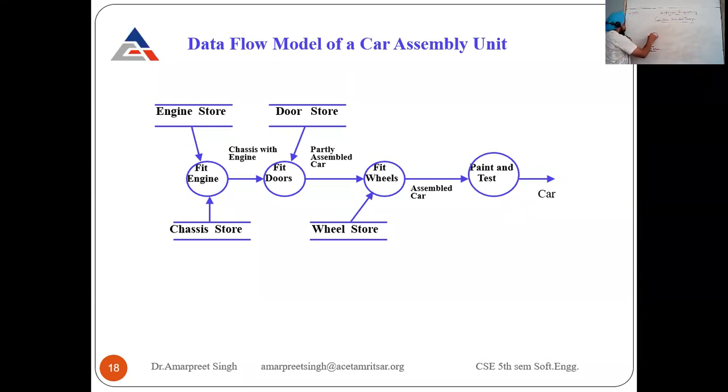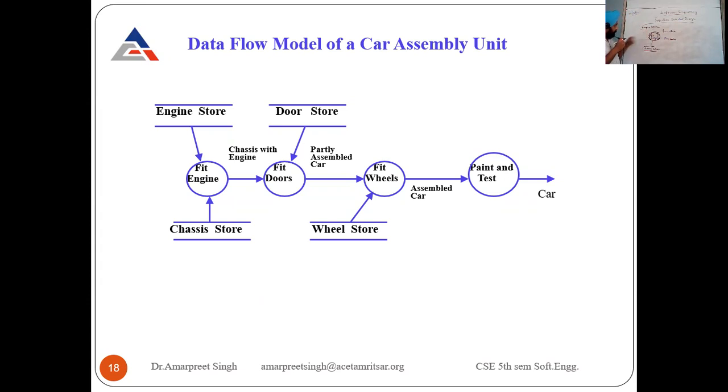So the first process on the chassis is fitting of the engine. And from where will we get the engine? We will get the engine from the engine data store. This is known as a bubble, and it represents any function or process. Each bubble represents a function or a process.